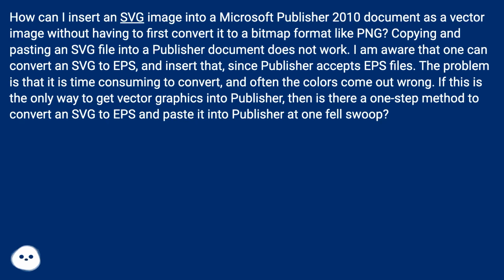I am aware that one can convert an SVG to EPS, and insert that, since Publisher accepts EPS files. The problem is that it is time-consuming to convert, and often the colors come out wrong. If this is the only way to get vector graphics into Publisher, then is there a one-step method to convert an SVG to EPS and paste it into Publisher at one fell swoop?